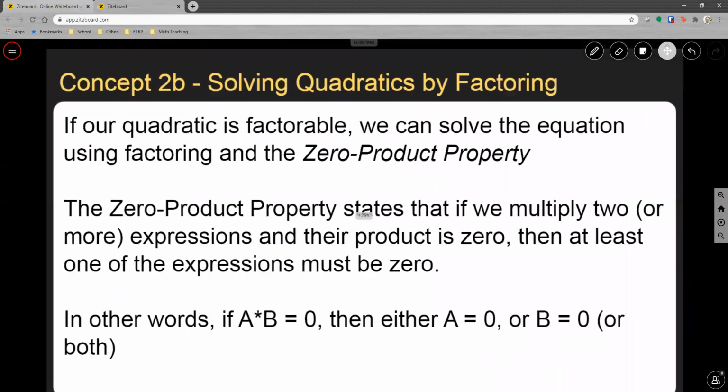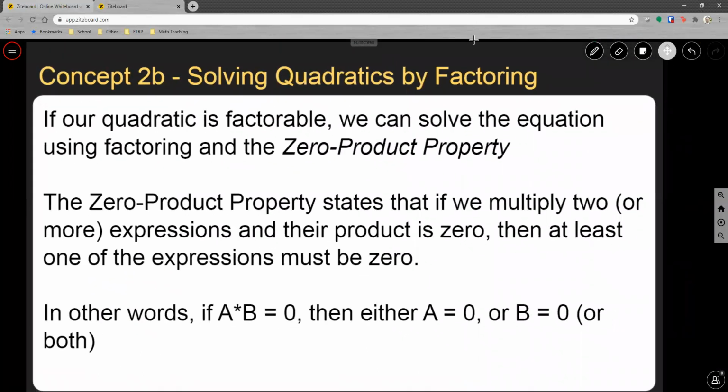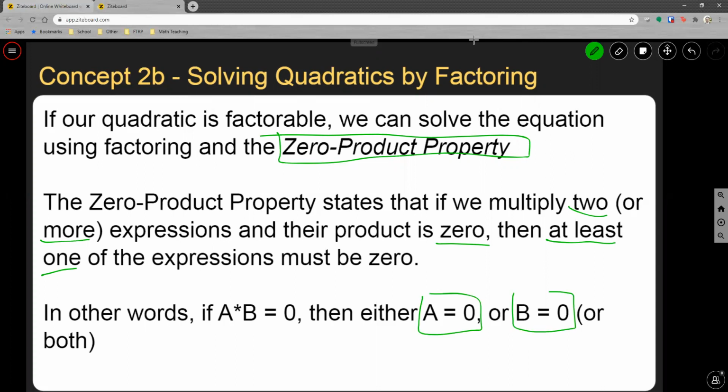All right. Next concept, solving quadratics by factoring. We've already talked a lot about factoring. I just want to talk about the zero product property a little bit more. So we can solve the equation using factoring and the zero product property. It states that if we multiply 2 or more expressions and their product is 0, then at least one of the expressions must be 0. In other words, if I've got a times b equals 0, then I know that either a has to equal 0, b has to equal 0, or technically both of them could be 0.